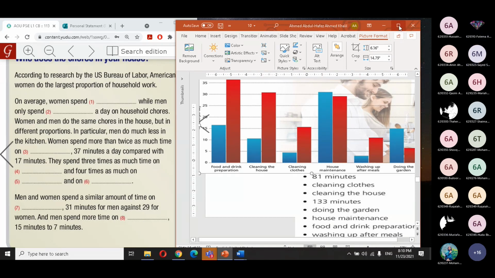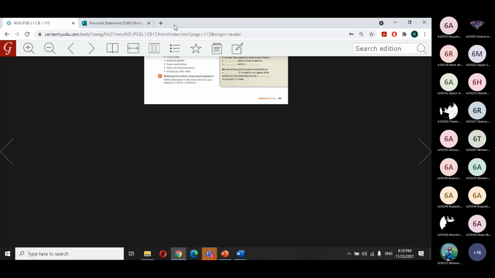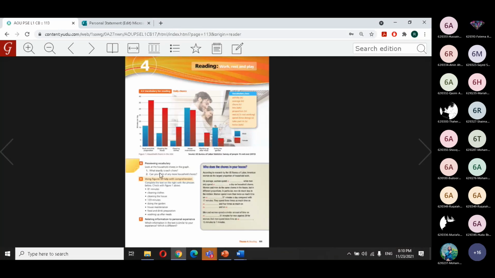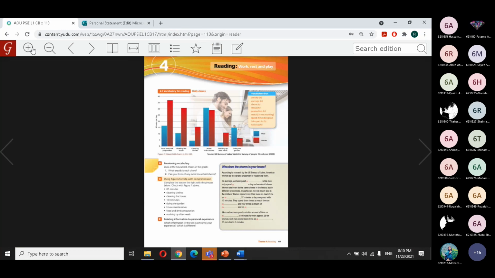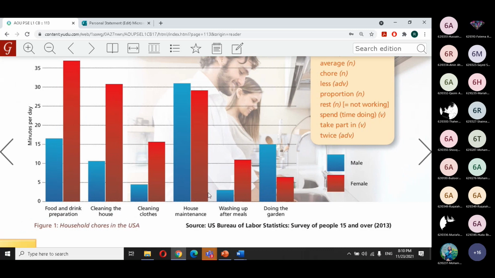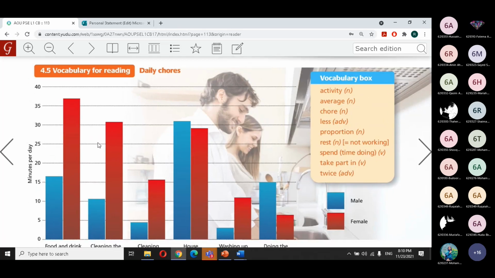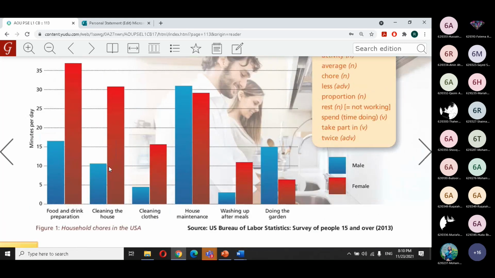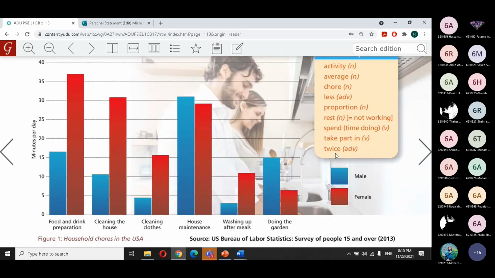So this is the idea here. This is the way we can use to write a paragraph on a chart like this, or a graph. This is a graph, so you can get information easily and you can compare.